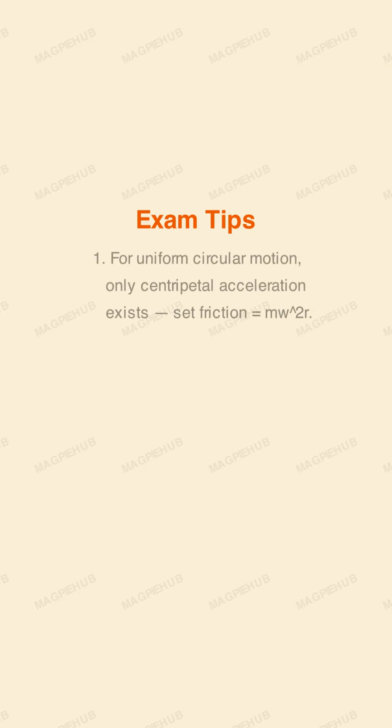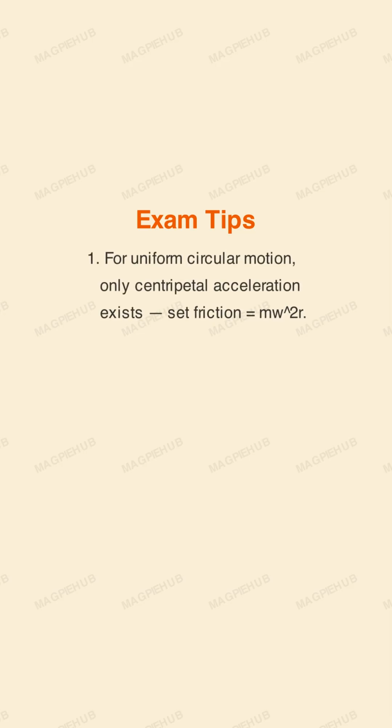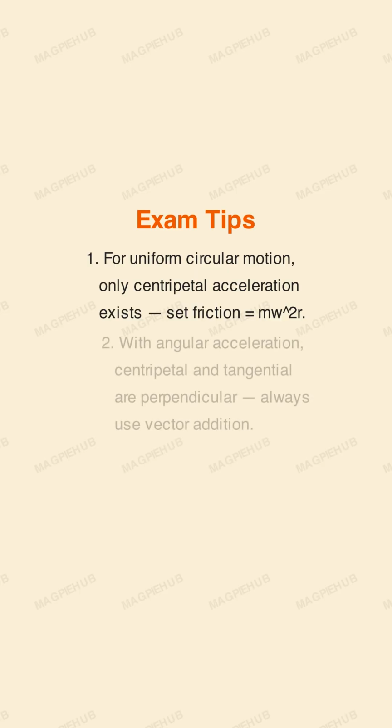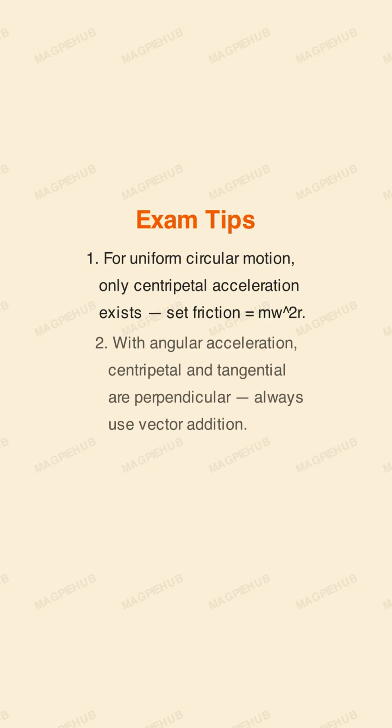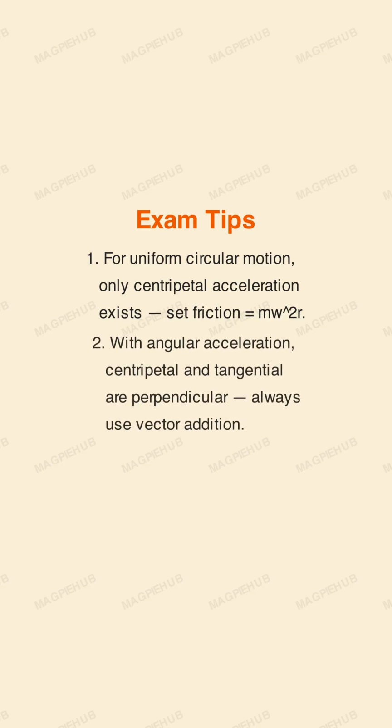Exam tips. First, for uniform circular motion with no angular acceleration, only centripetal acceleration exists. Simply equate friction to m omega squared r. Second, when there is angular acceleration, the centripetal and tangential accelerations are always perpendicular. You must use vector addition, not simple addition.